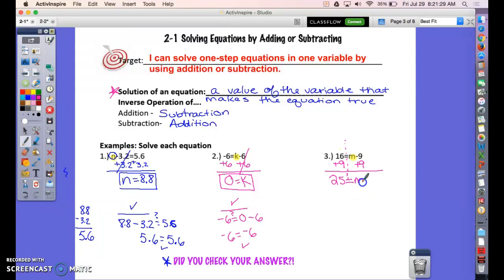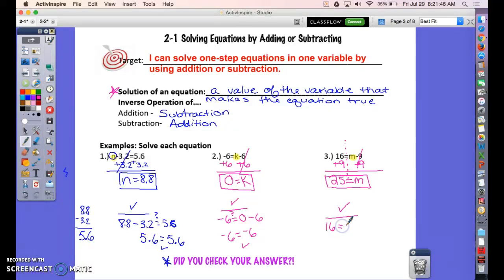I still have the m, and the minus 9 and the plus 9 cancel each other out. So I have m equals 25, or 25 equals m. You don't have to flip it around. It's okay that the variable is on the right side. Let's just check it real quick.